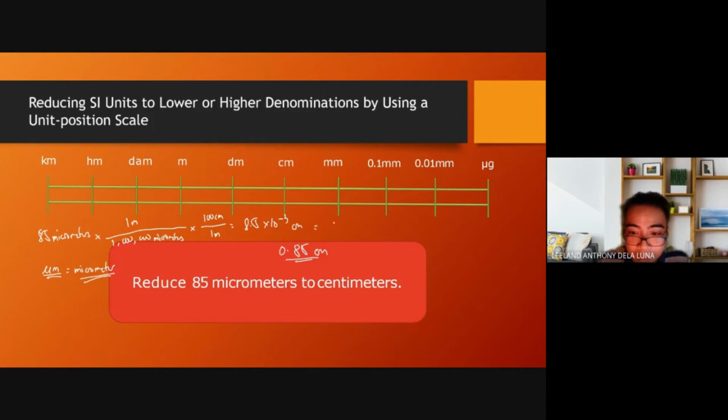Right? Or let's say 0.0085 centimeter. Okay, we just need to move the decimal place two more times here. So are we clear? Okay ba tayo dyan, guys? Okay pa naman? Okay.